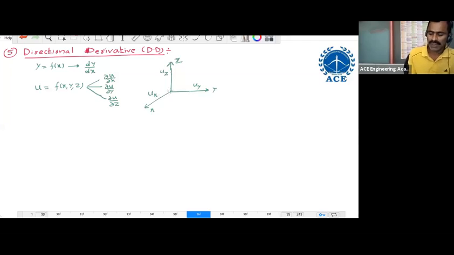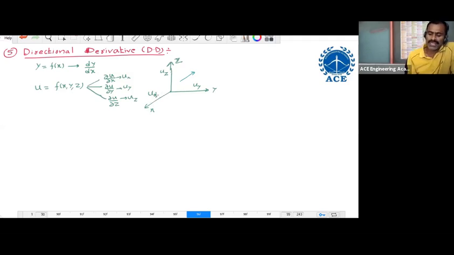So ux is change in u along the x direction, uy is change in u along the y direction, uz is change in u along the z direction. These three derivatives are change in u along the coordinate axis directions only. But always we may not require the change in u along the coordinate axis. Sometimes it is required to find the change in u along some other direction. If you want to find the change in such a direction, such a change is the directional derivative only.